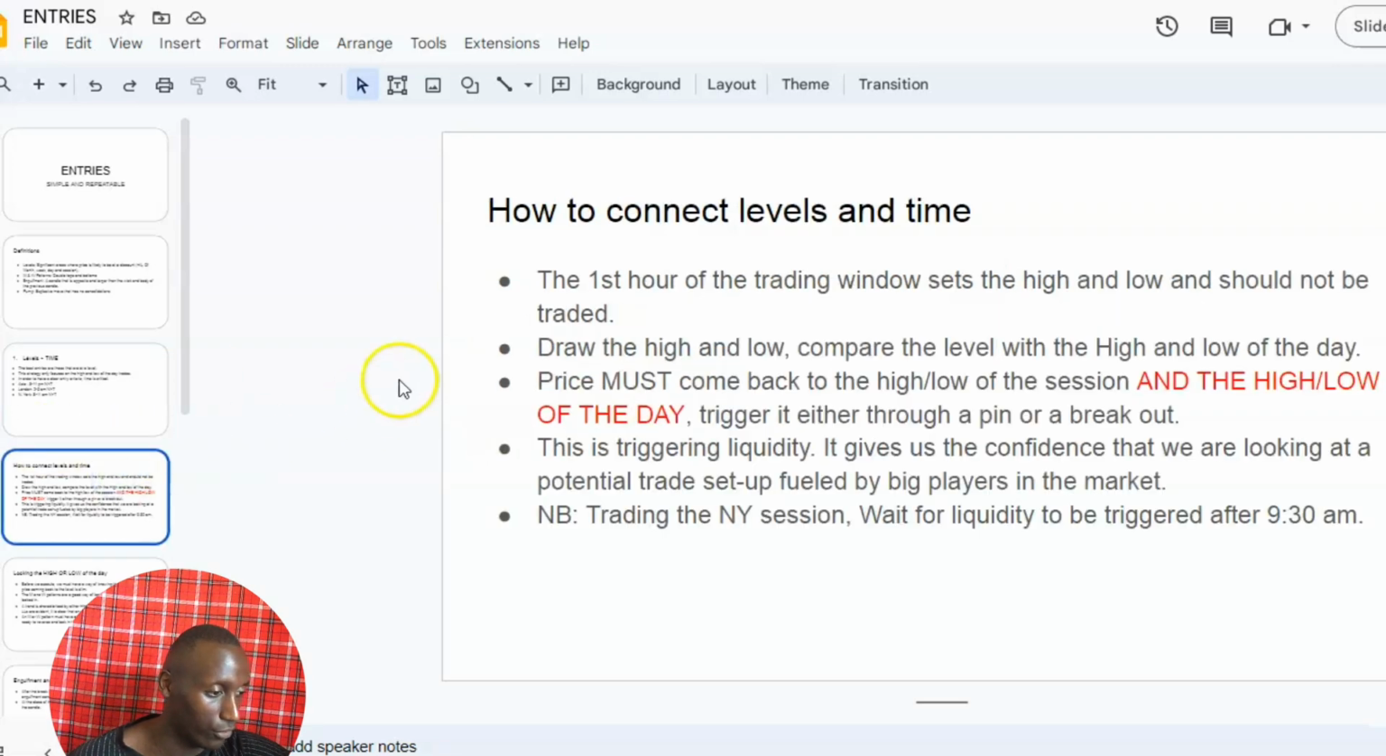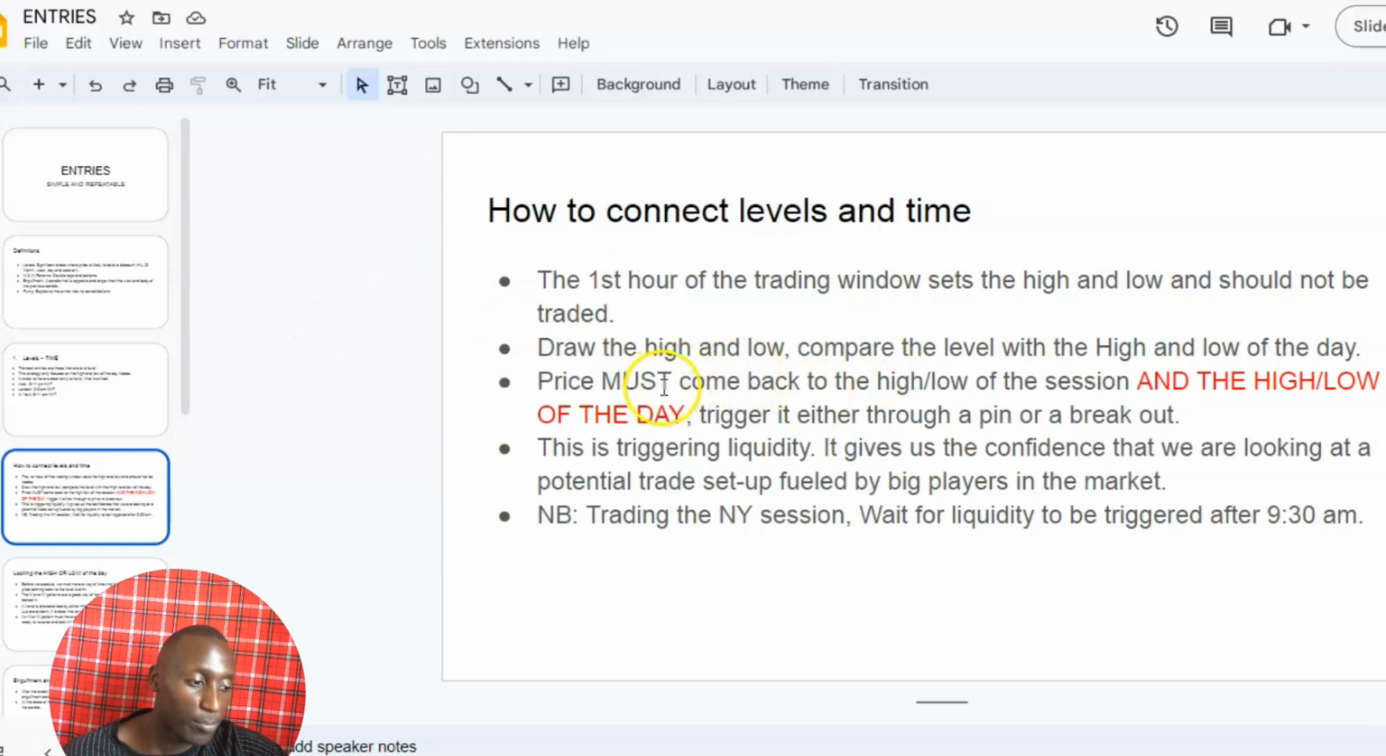So yeah, moving on. How do you connect the levels and the time? Now, the first hour of the trading window sets the high and the low of the session and should not be traded. So if you're in the New York session between 8 and 9, don't trade, just observe the price action. Now, draw the high and the low and then compare the level of the high of the session and the high of the day. So it can be the high, it can be the low, depending on your bias on that day.